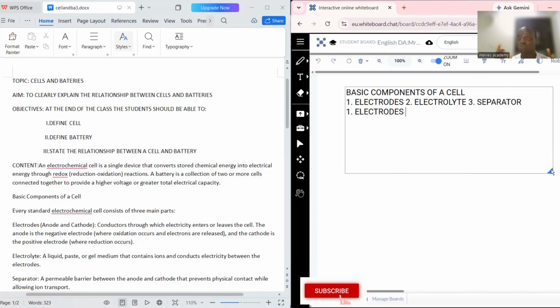And there are 2 major types of electrodes. These are, 1, the anode, and 2, the cathode. So these are the 2 types of electrodes.